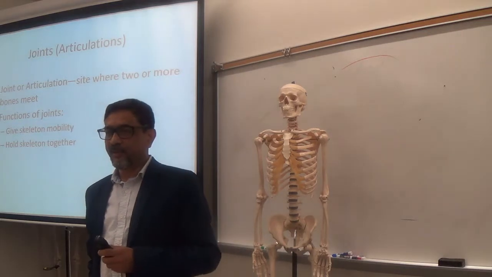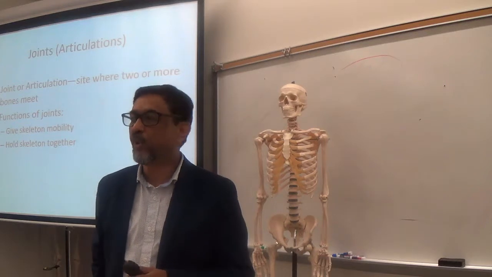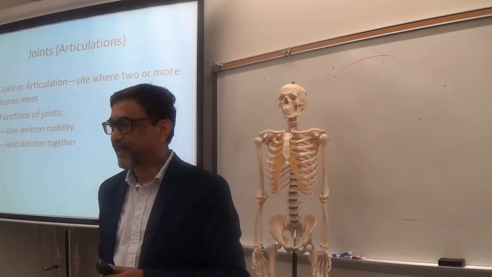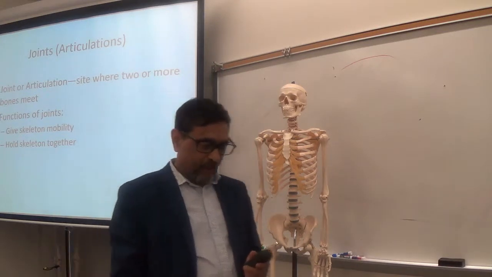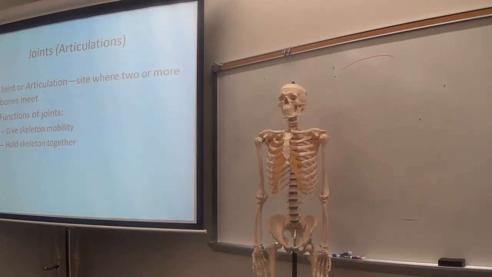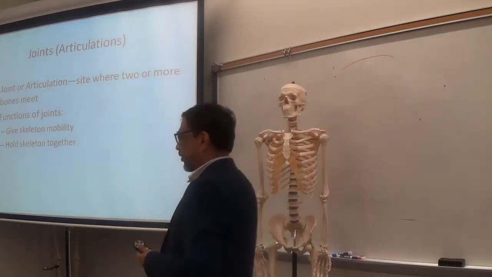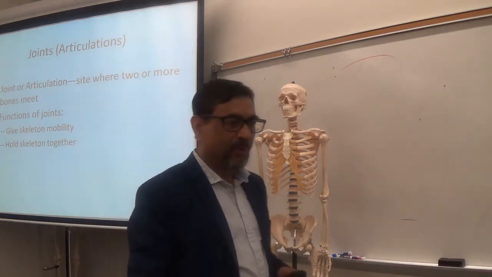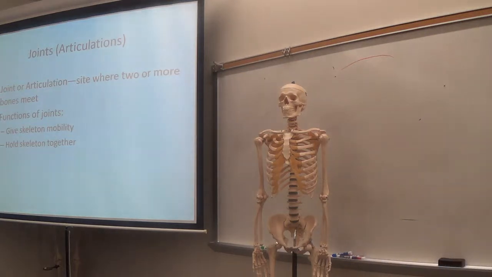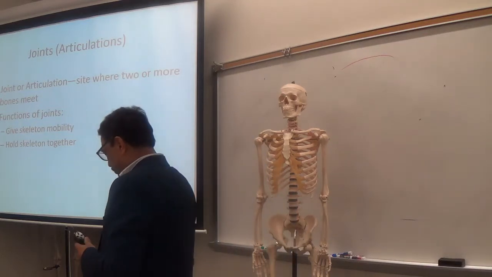Joint is a structure where two or more bones unite or meet. And joints are the locations where we move our body parts or bones. So, joints are the locations where two or more bones unite or meet, and joints are the locations where we move our body parts.